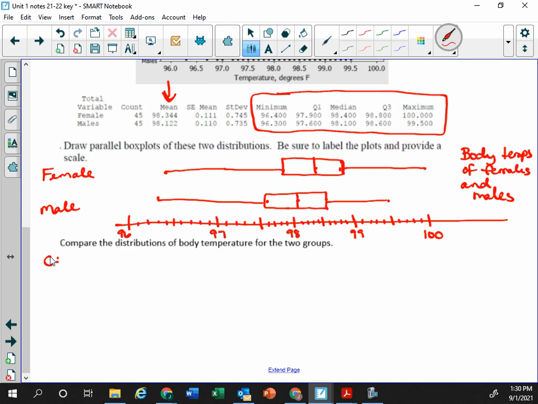So I would just say something like the median body temp of females was 98.4. And then I'd say which is greater than the male body temp. Okay, so you're stating both, and then the comparison piece is like which one's greater than, which one's less than. So, greater than.